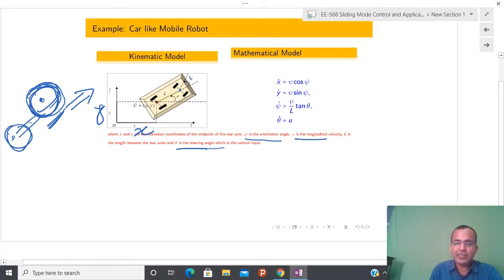This is basically psi. And psi dot, it is possible to show that v by L tan theta, and theta dot equal to u. So what is my suggestion? For time being, don't worry, you can just believe this is the mathematical or kinematic model of some system.